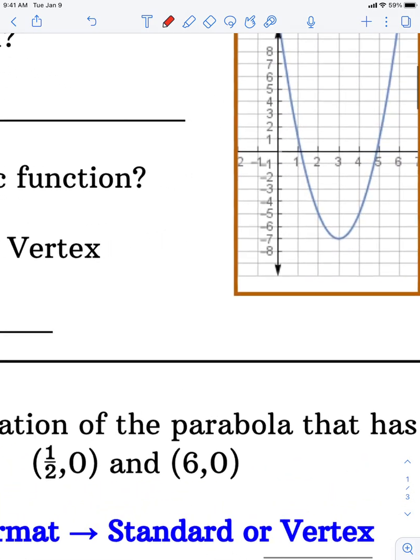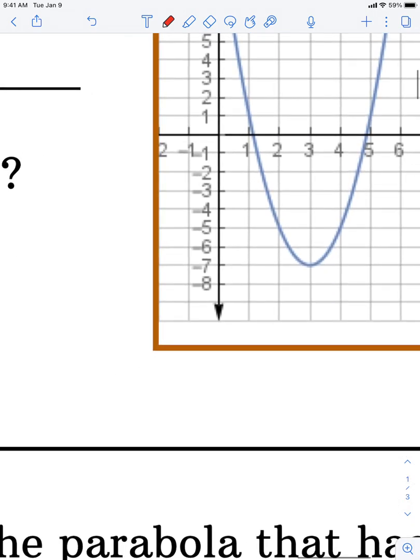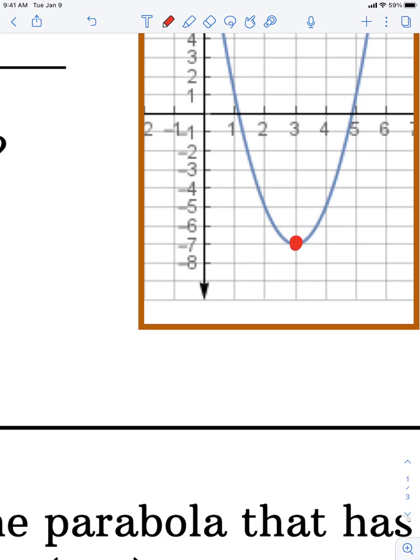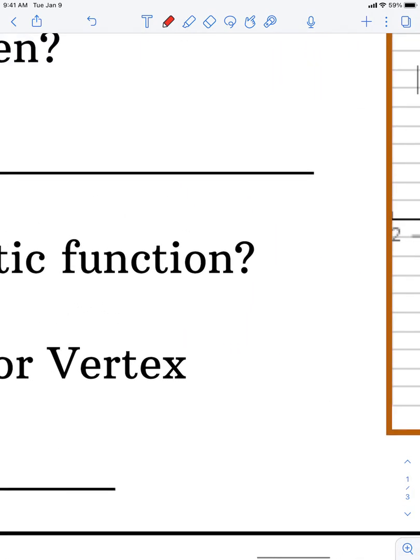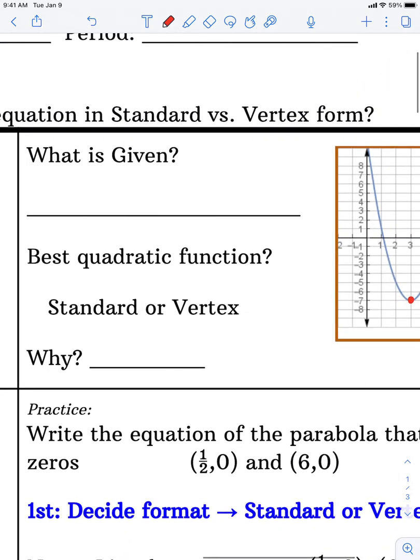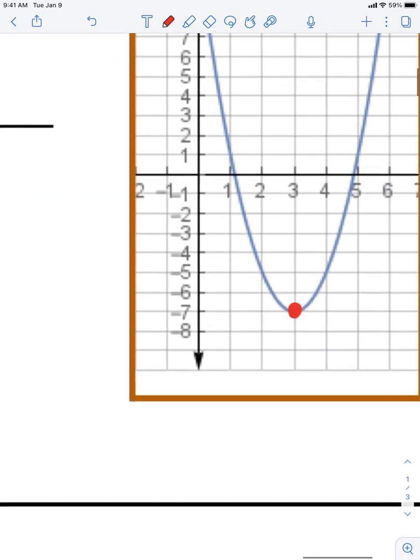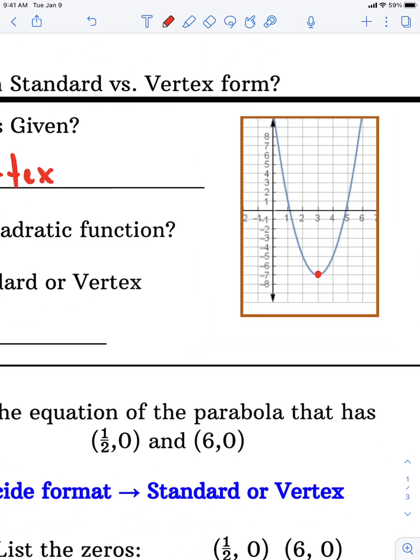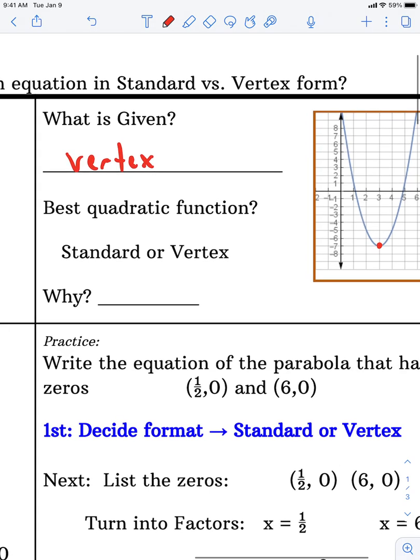If we look at this graph, the two zeros are a little off, so I don't think those are really easy. The y-intercept is somewhere off the top of the graph, but look here: the vertex is pretty easily found at 3, -7. That's really the best thing that I see here. I could pick out some other random points, like 2, -5 or 4, -5, but those are just random points. So really the biggest thing I can see is the vertex. I would want to write that in vertex form. Why? Because I'm given the vertex. Now I need to know how to do that.